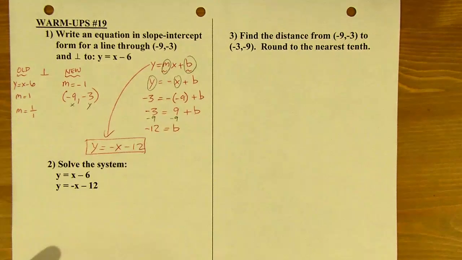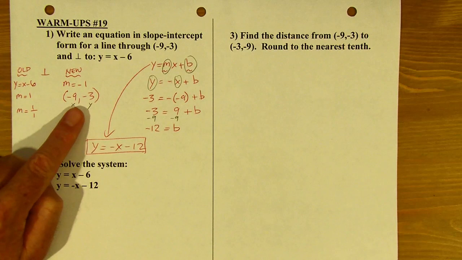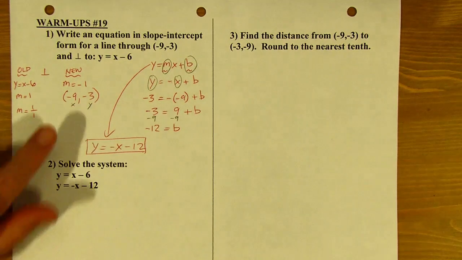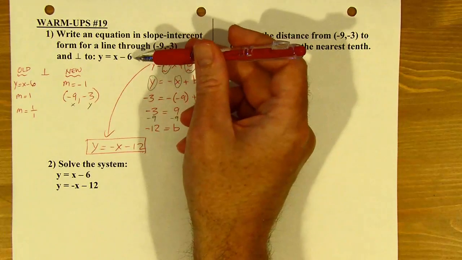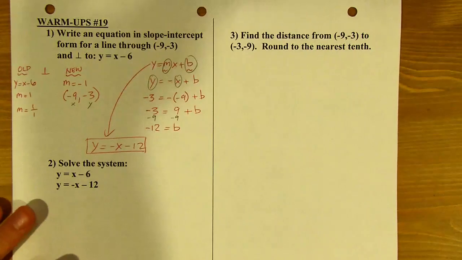So there is a line that goes through this point. You could test it by plugging the xy pair in. And it also is perpendicular to that original line, to the old line. Okay. All right, next up, we're going to solve a system of equations.